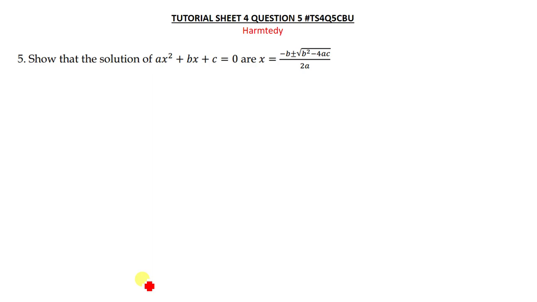Today's tutorial. So today we're looking at question 5 from tutorial sheet 4, and the question says show that the solution of this quadratic expression here is that. So here, in other words, they are telling you to derive the quadratic formula.